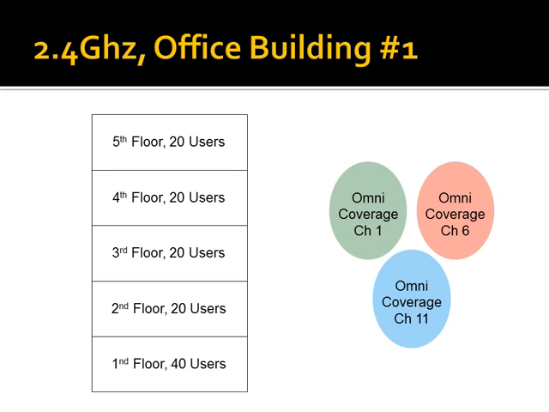I'm going to have to jump out of this, I'll leave it up. Working on this problem: it's a 5-story building, first floor 40 users, floors 2, 3, 4, and 5 with 20 users, 2.4 gig, omni antennas. These are the questions you need to do. Jump in with one of these groups. We're going to take a few minutes to discuss it. Be prepared to discuss design considerations.